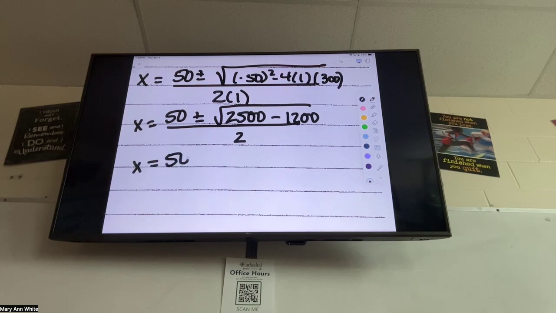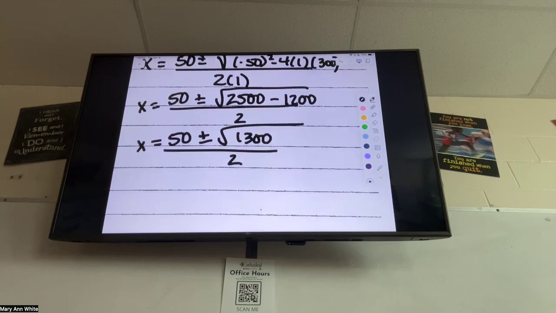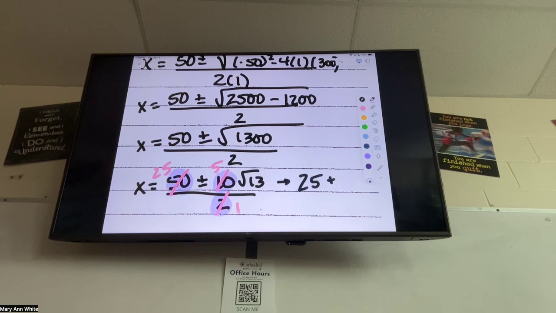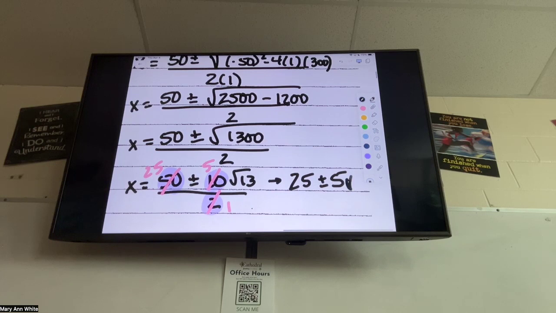Same thing here, yes, I could probably put all this in the calculator, that would be 1,300. And then I do know 1,300, the easiest way to factor that is it has a multiple of 100, so I'll just take that 10 out. But then I will say 50 and 10 and 2 both have a common factor of 2. So I can take a 2 out of all of them. So 25, 5, and then 1. So my final answer here would be 25 plus or minus 5 root 13.